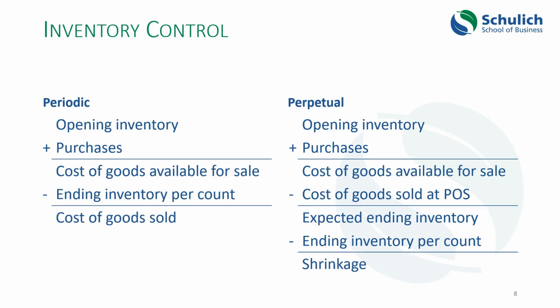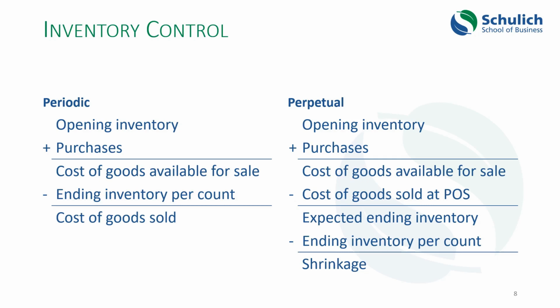Under the perpetual system, the first three steps are the same. You've got your opening inventory, you've got all your purchases, you know the cost of goods available for sale. But you deduct from that the cost of goods sold at the point of sale. So as you go about selling stuff, you record the sale and the cost of goods sold at that moment in time. And at the end of the period, you should know what your expected ending inventory is. Then when you do your inventory count, you can tell the difference between what you expected to have and what you ended up with. And that's what's called shrinkage or leakage.